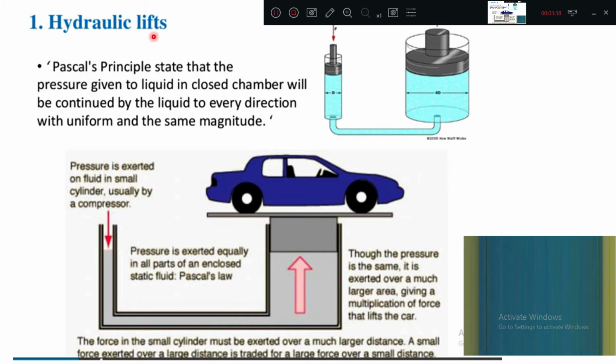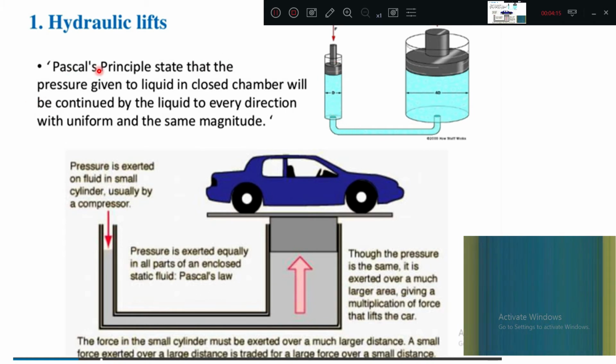You can see the hydraulic lift, a typical example is a car's braking system where Pascal's law applies. Pascal's principle states that pressure given to the liquid in a closed chamber, here a small closed chamber, is continued by the liquid in every direction. Whatever the pressure here, it is the same throughout. That application is used in hydraulic lifts also.